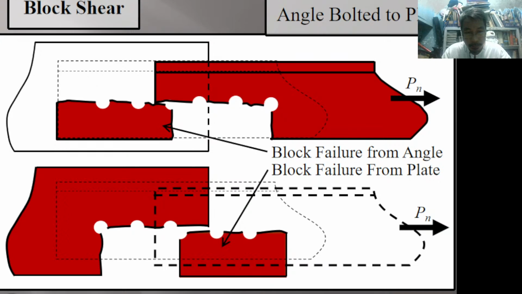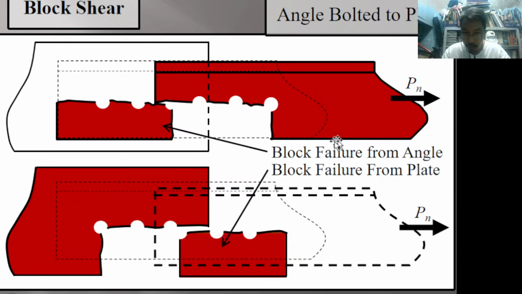So on your screen right now, this is what happened. What I'm describing happened on the upper portion of the diagram, and also when the plate fails, this is what happens. So on the upper side, this is what will happen when the angular element fails. This is what happens when the plate fails.